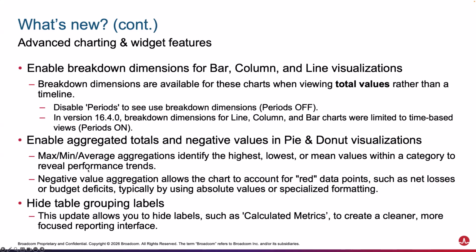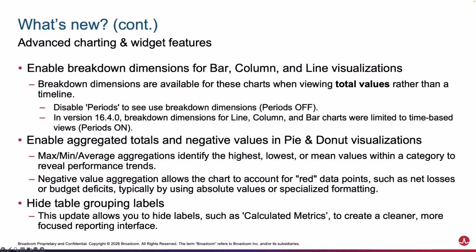Next, we've enabled aggregated totals and negative values in pie and donut visualizations. Specifically, min, max, and average aggregations have been added to those charts. And then negative value aggregation has also been added to the pie and donut charts. And the last piece we'll cover is the ability in a table widget to hide its grouping labels, so you can hide column headers within a table to make the visualization more pertinent to the user's experience.